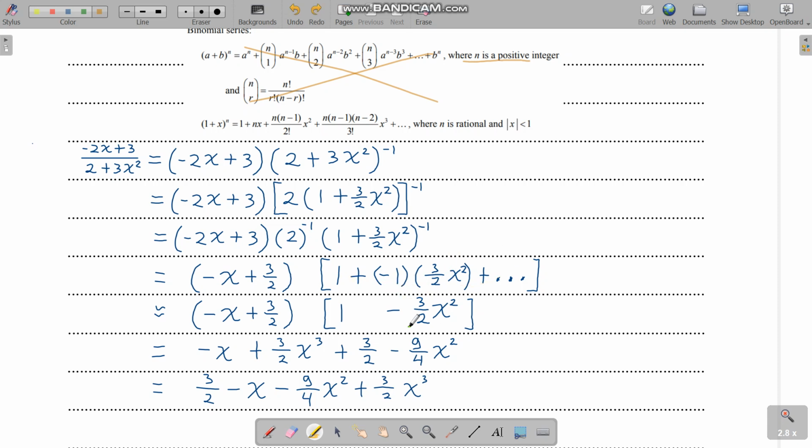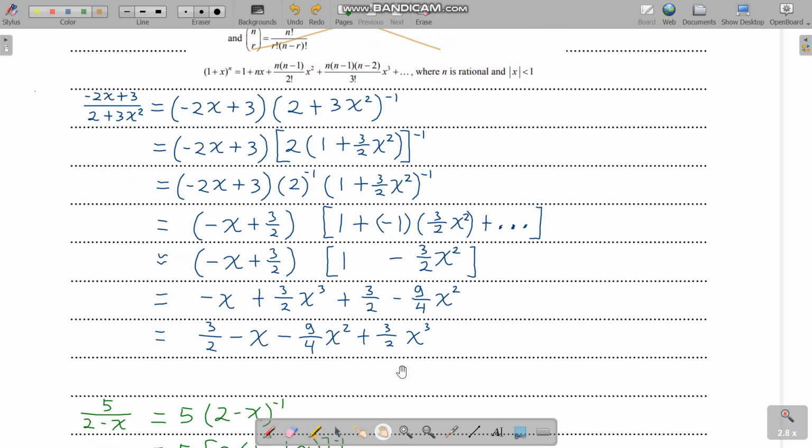This is minus 3/2 x squared. Now we multiply. Minus x times 1, we get minus x. Minus x times minus 3/2 x squared, we get plus 3/2 x cubed. 3/2 times 1, 3/2. 3/2 times minus 3/2, we have minus 9/4 x squared. So if we arrange in ascending powers of x, we have the constant and minus x and the x squared and the one with x cubed.